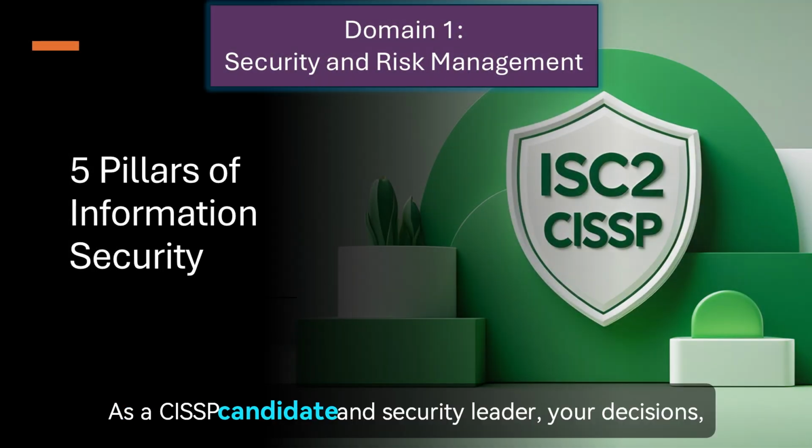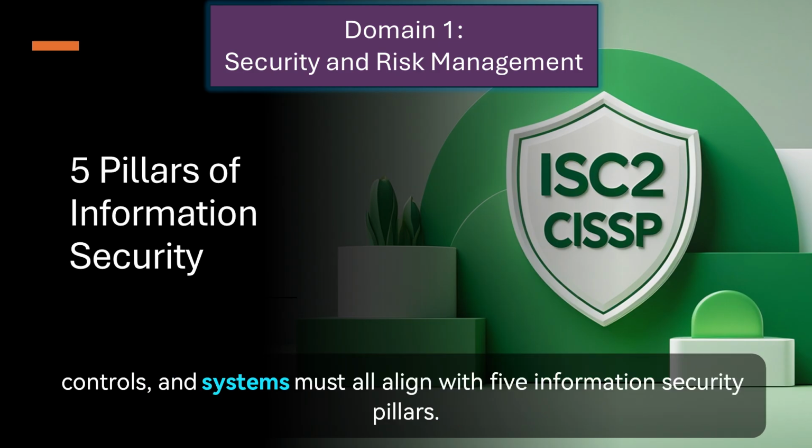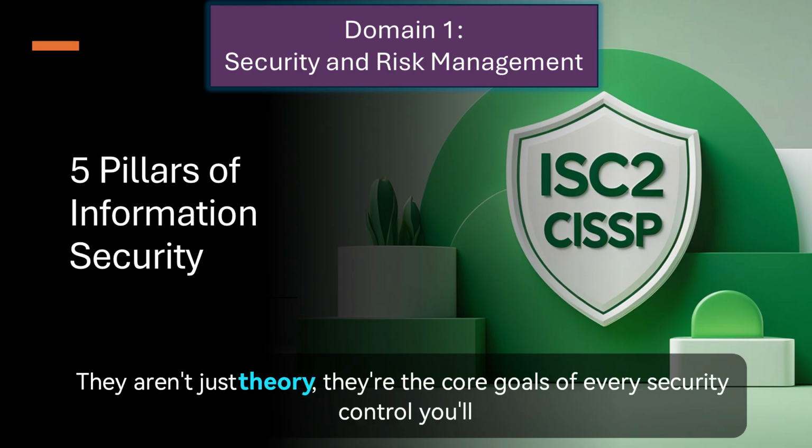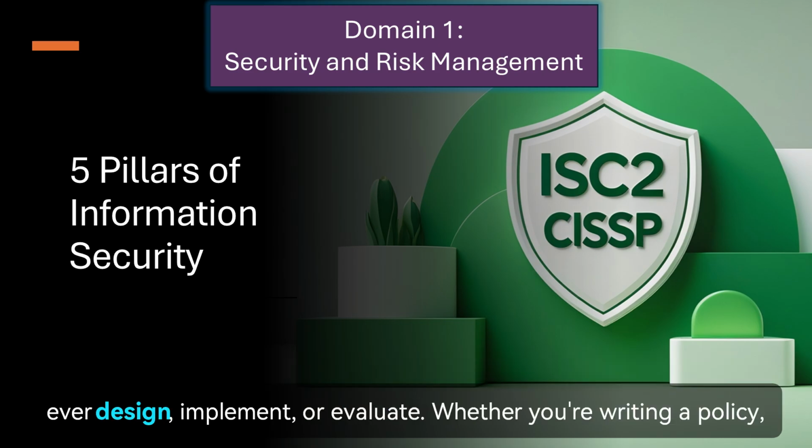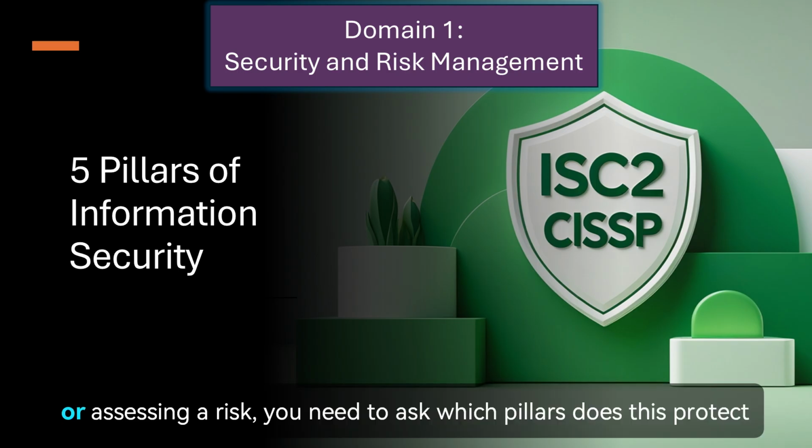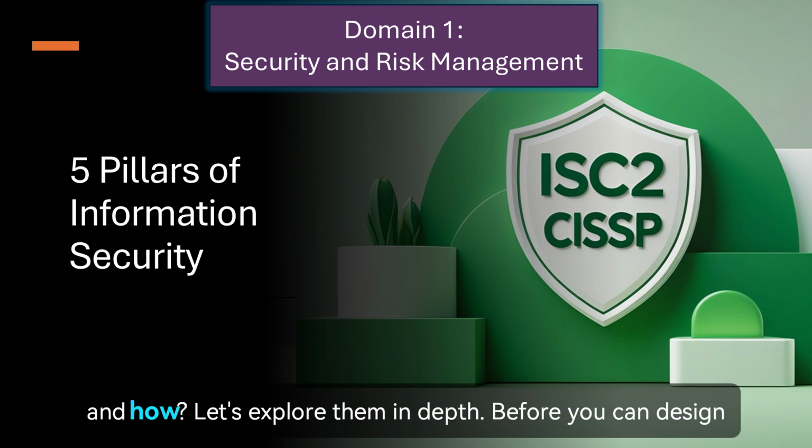As a CISSP candidate and security leader, your decisions, controls, and systems must all align with 5 information security pillars. They aren't just theory, they're the core goals of every security control you'll ever design, implement, or evaluate. Whether you're writing a policy, configuring a firewall, or assessing a risk, you need to ask, which pillars does this protect and how? Let's explore them in depth.